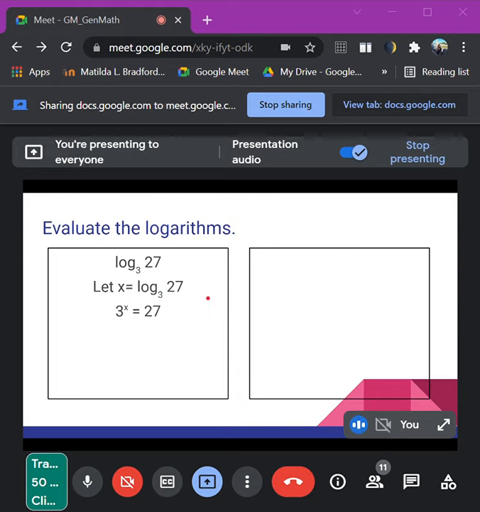And the first step is we're going to change, or solve, our exponential function.